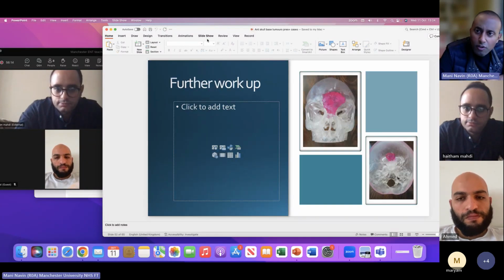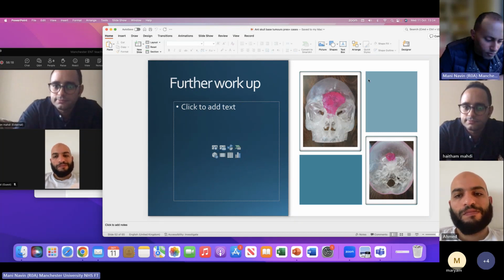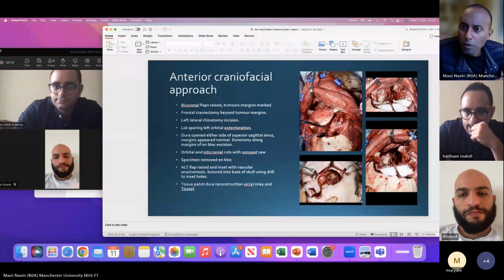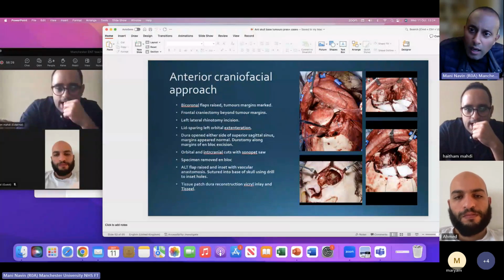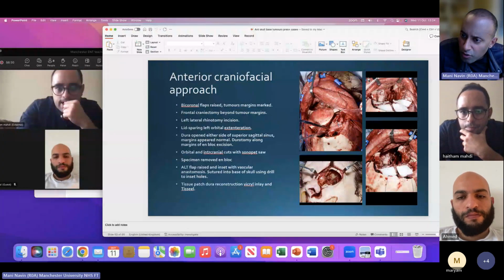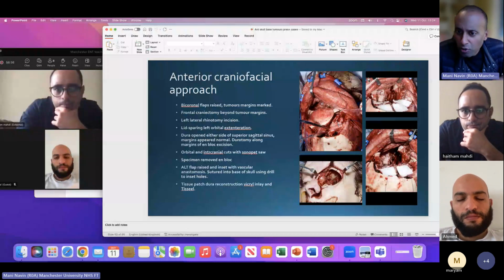So we made a model preoperatively. This shows the extent of the tumor. This is quite good for reconstruction planning, making models like this. So this was a standard combined approach with a frontal craniectomy, where we joined the two ends, made the bony cuts through the orbit, you can see, and we used an ALT free flap.